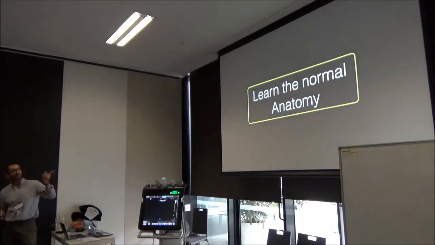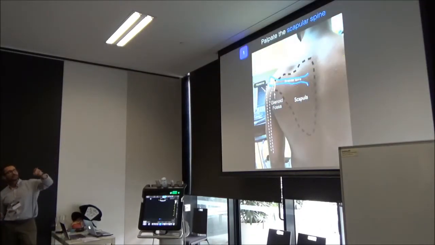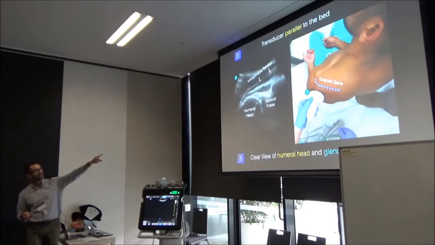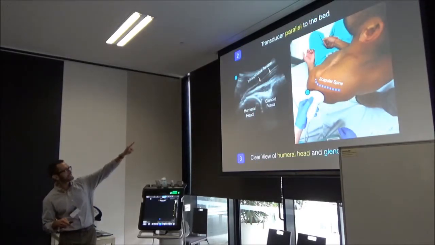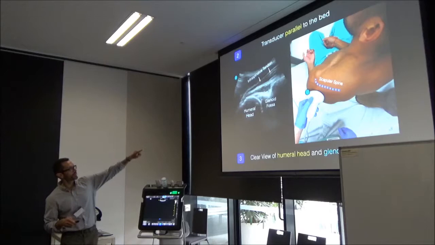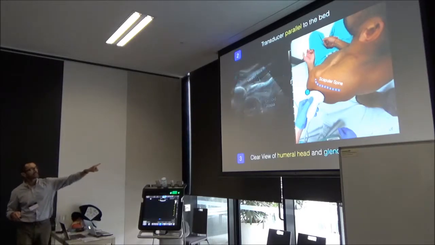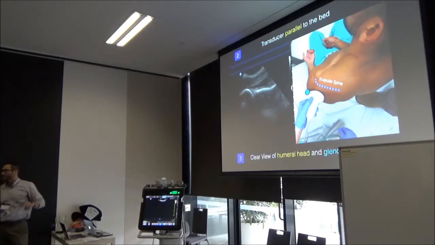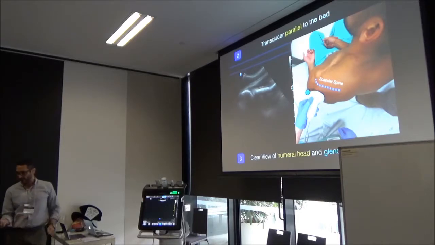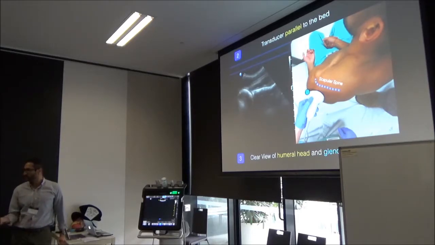So, learn the normal anatomy. We talked about this very quickly. Same idea: same scapular spine, parallel to the bed, and right below the scapular spine will give you that space. Again, you see that classic infraspinatus tendon, the glenoid fossa, and the humeral head. That classic articulation, which we like. And this is me just asking the patient to externally rotate and internally rotate. All I'm doing is getting a nice articulation.